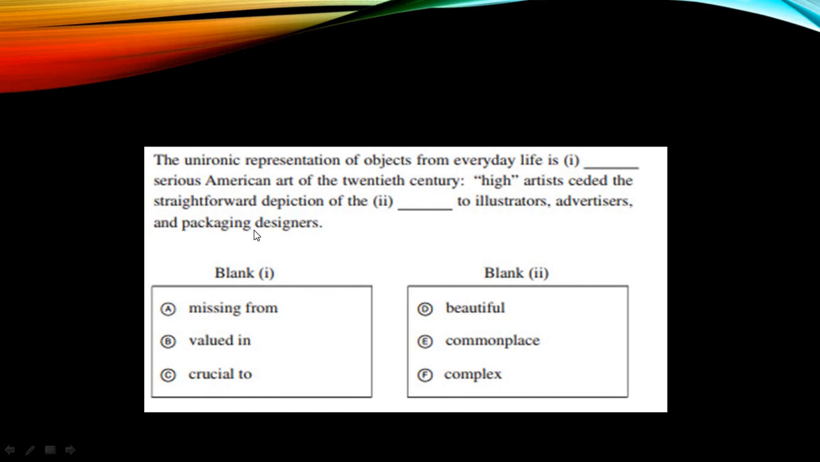The unironic representation of objects from everyday life is missing from the serious American art of the 20th century. High artists ceded the straightforward depiction of the commonplace to illustrators, advertisers, and packaging designers. Perfect. This is what we were looking for. So I hope you have understood this. Mind it, this is one of the difficult questions that you may encounter in the GRE. And if you are able to understand the application of colon, you would be in very good stead.